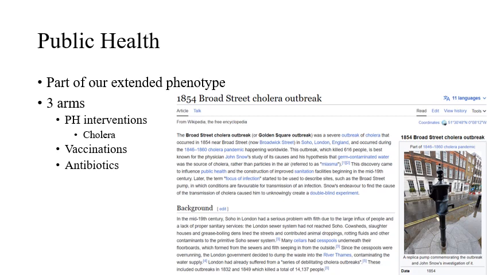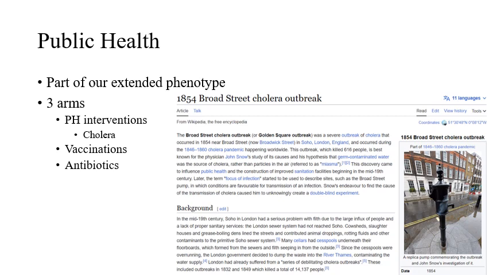Public health is an evolutionary effect because you can think of it as part of our extended phenotype, right? So the ability to monitor and control our environment is something that is under evolutionary selection, right? Because individuals who better control their environments and better manage waste and diseases are going to divide and reproduce.